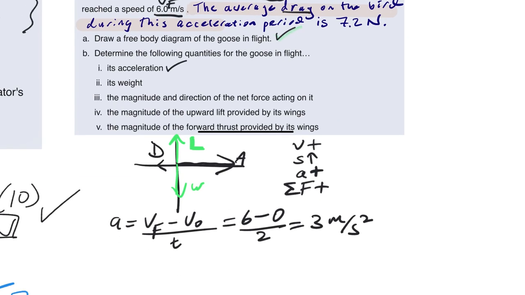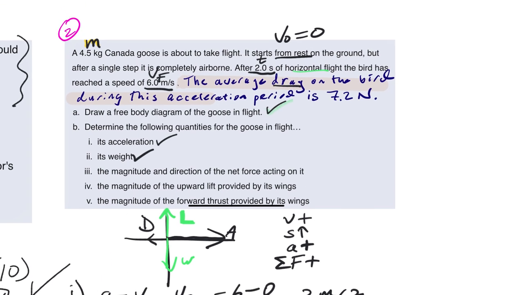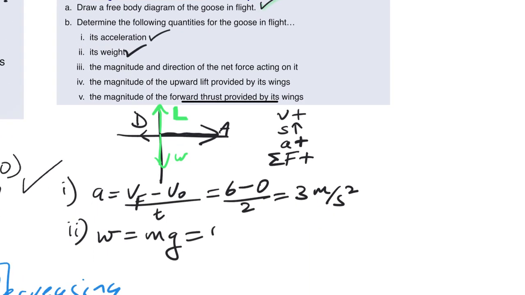Okay, so what's its weight? This is number 2. Weight is mg. Do I have the mass? Yes. 4.5 times g is 10, so that's 45 newtons.